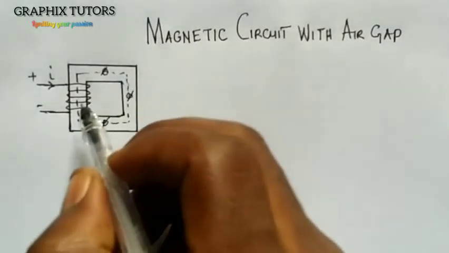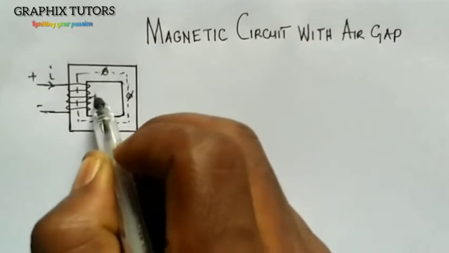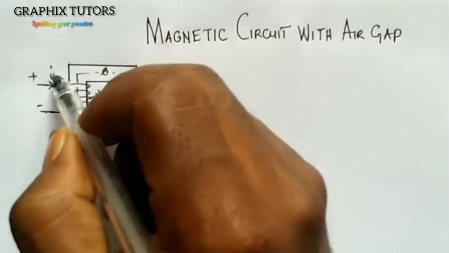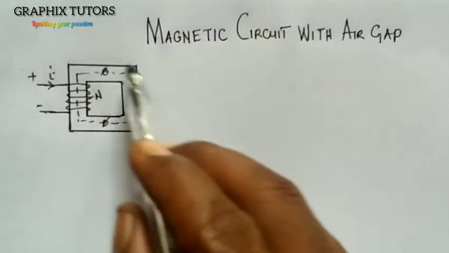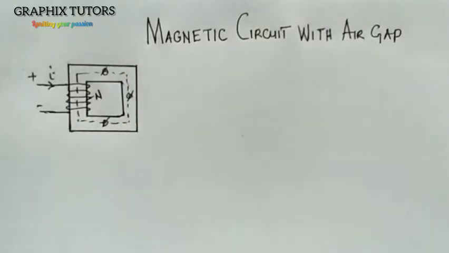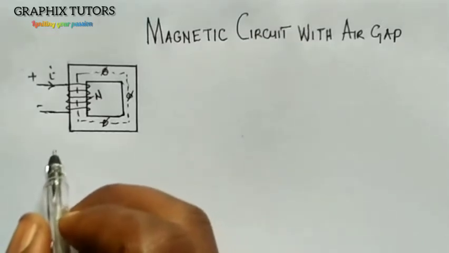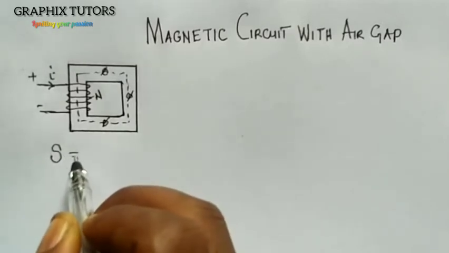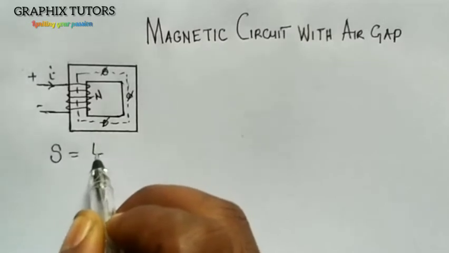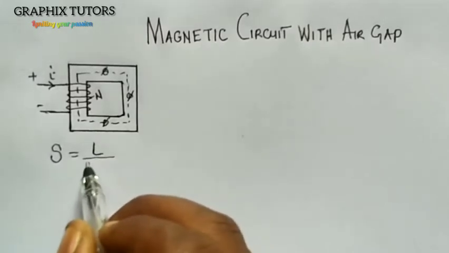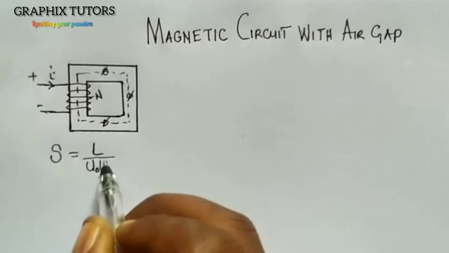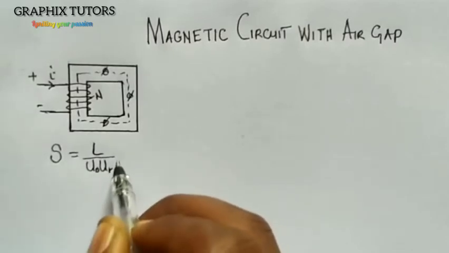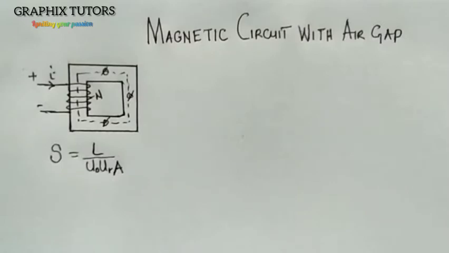Now this is how the diagram is for a magnetic circuit without air gap, where this is N, our number of turns, and this is I, our current, right? And this is the core. In this case we can easily say that our reluctance S or R is equal to the length over mu naught mu R times area. This is what we have in terms of reluctance, right?